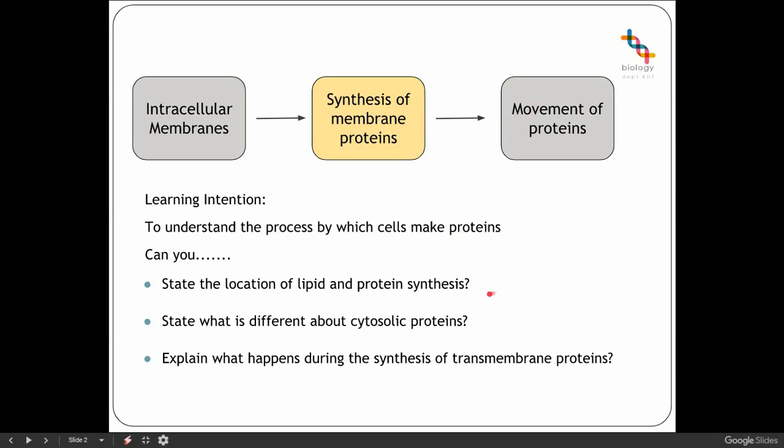And after this, you need to be able to state the location of both lipid and protein synthesis, state what is different about cytosolic proteins, and explain what happens during the synthesis of transmembrane proteins.